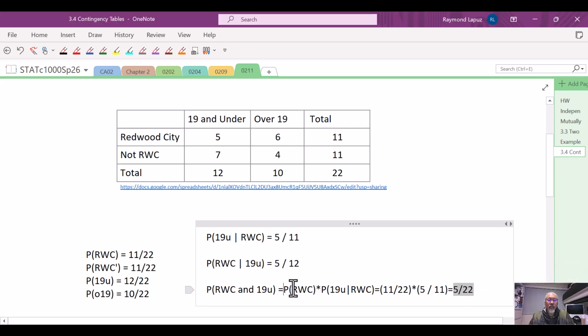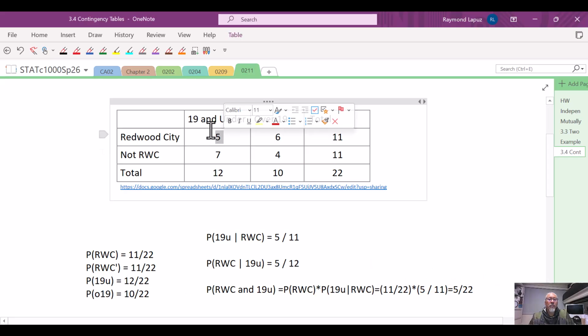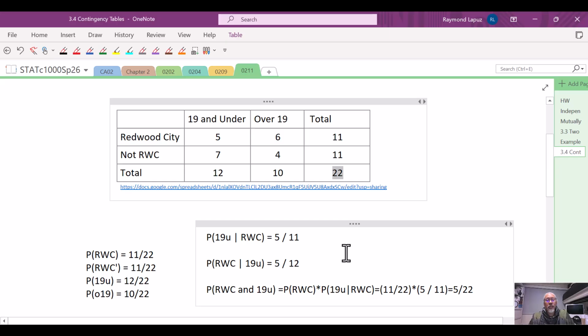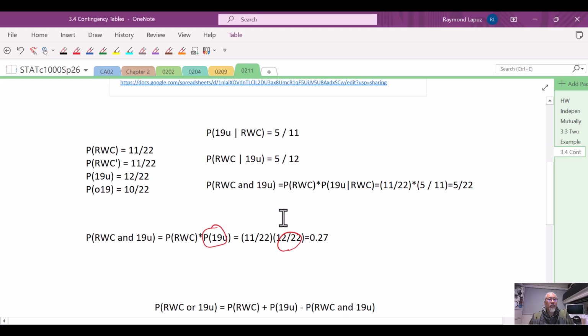So instead of having to do all this work, if you have a contingency table, the AND would just be finding something in the body of the table, and then you're dividing by the grand total, which is 22. Okay? All right, so I will cross this one out because that was not correct, and the not correct part was this business over here, and now we just corrected it.